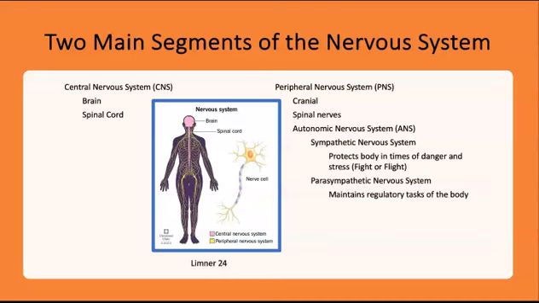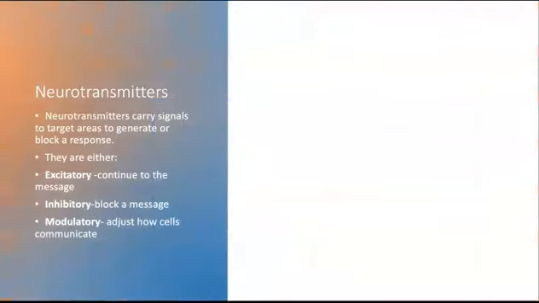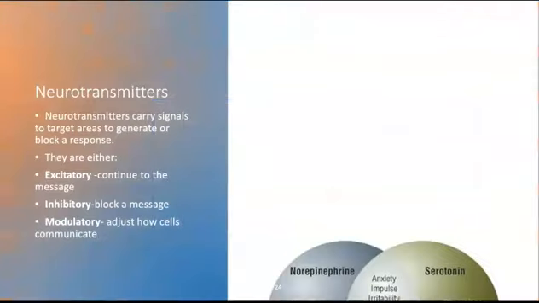The nervous system, when we talk about this, we're going to talk about two different systems, right? It breaks down into the central nervous system and the peripheral nervous system. In the peripheral nervous system, you have the autonomic nervous system, which includes that fight or flight. And then you have the parasympathetic, which is your rest and digest system. So neurotransmitters, we will talk about a little bit.